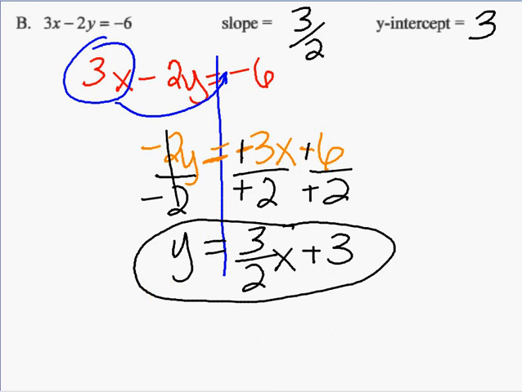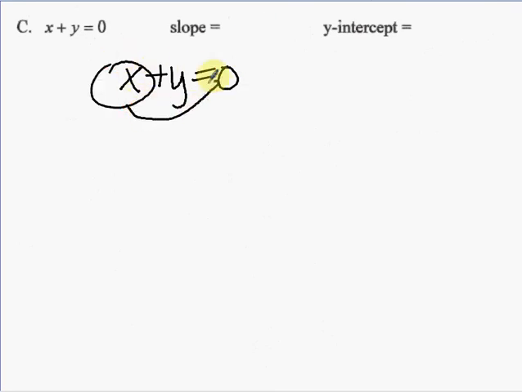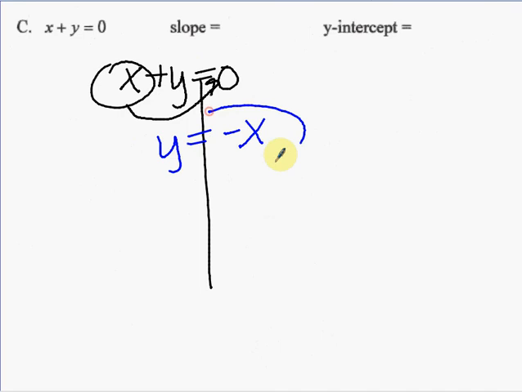Alright, let's do a third problem here. Remember, you can always pause these if you want to take a look at a problem more closely. Okay, so I'm going to circle my x, bring it over there. So I have y equals negative x, and I could say plus 0 if I wanted to, but that's not going to do anything for me, so I'm just going to leave it like this. And since there's a 1 in front of the y, I don't even have to do the second step. There's my answer right there.